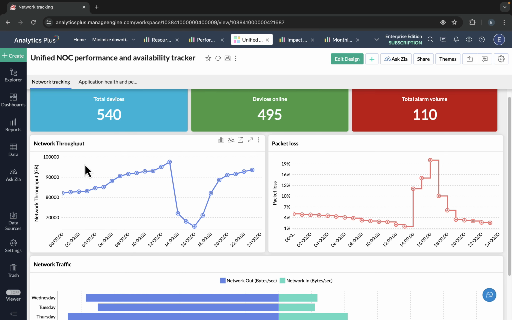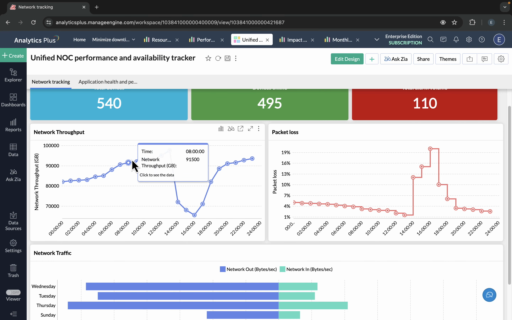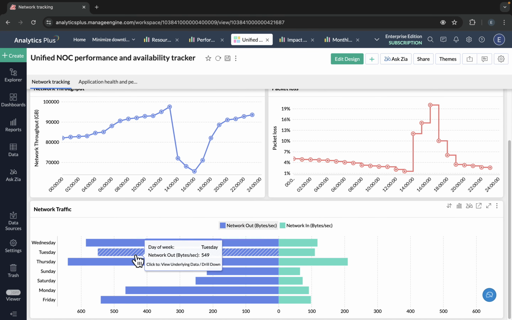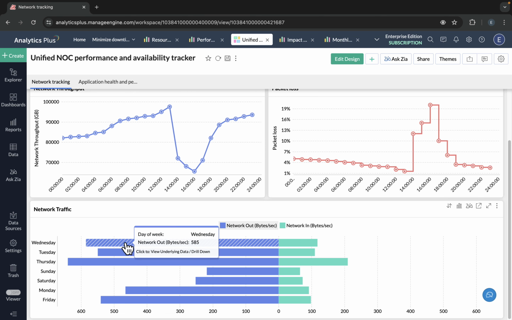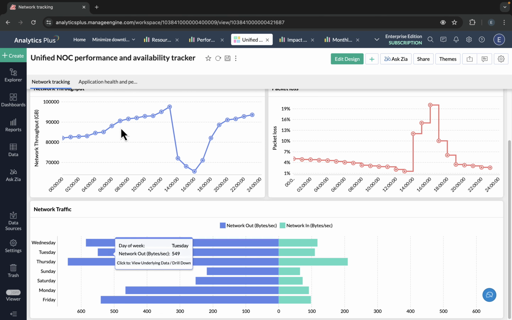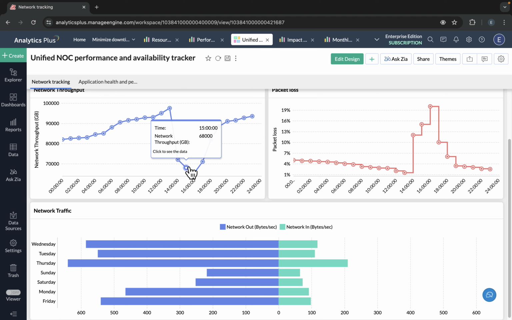So when it comes to the network side of things, the real-time tracking of network throughput as well as volume of traffic flowing in and out of the network can help NOC teams quickly identify any component failures or security breaches. Unusual spikes in traffic flow or throughput errors may indicate an issue that could eventually lead to network downtime. So proactive detection allows NOC teams to address these problems before they escalate.